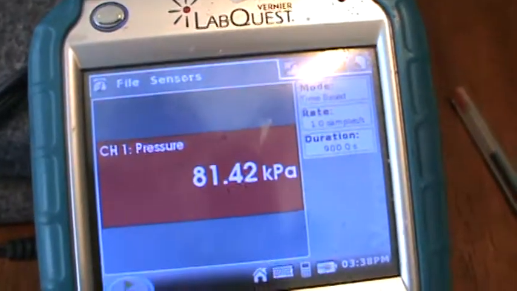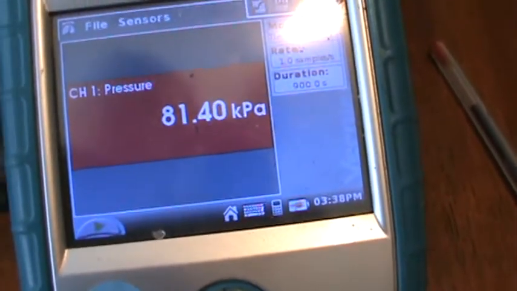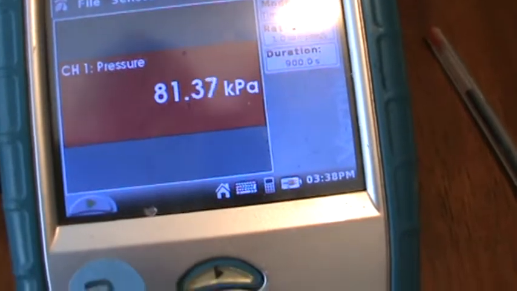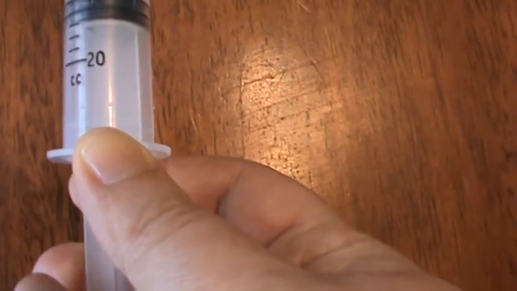Now here comes the part that's hard to do one-handed. Okay, now I've pulled this out to 13 and I'm holding it steady. And the pressure is 81.4. Okay. Oh, and now I pull it out to 15. 15.8 milliliters is 71.3.